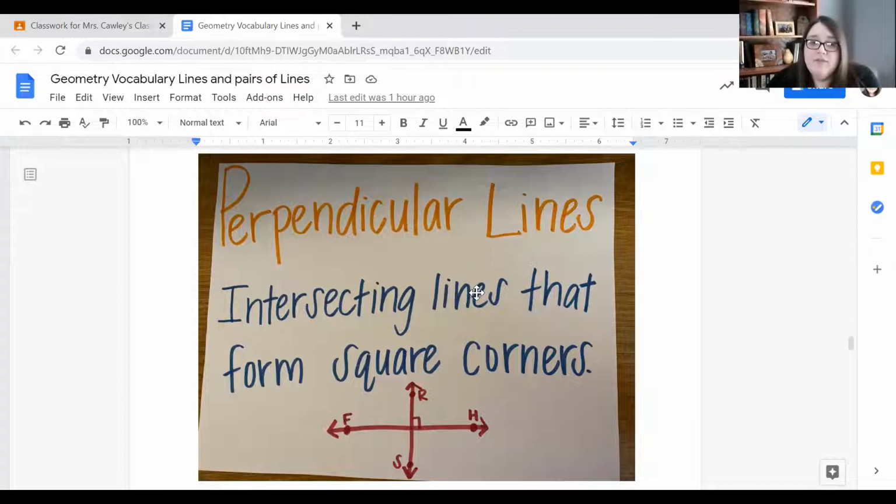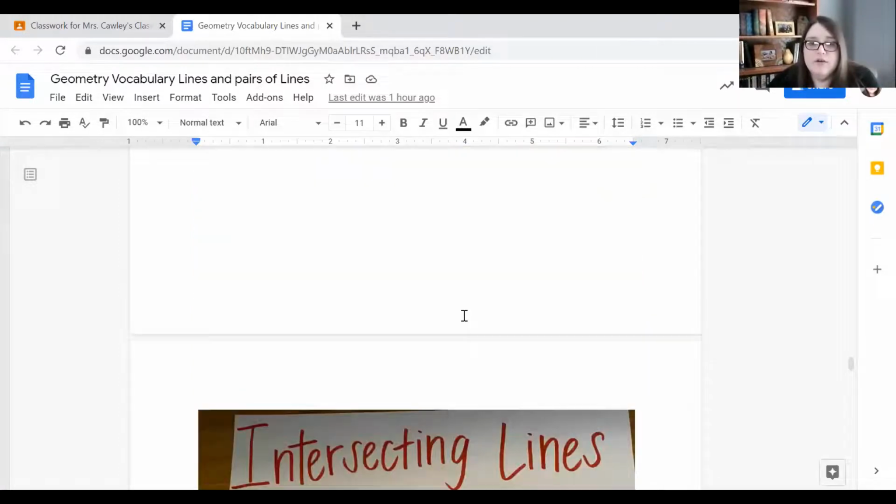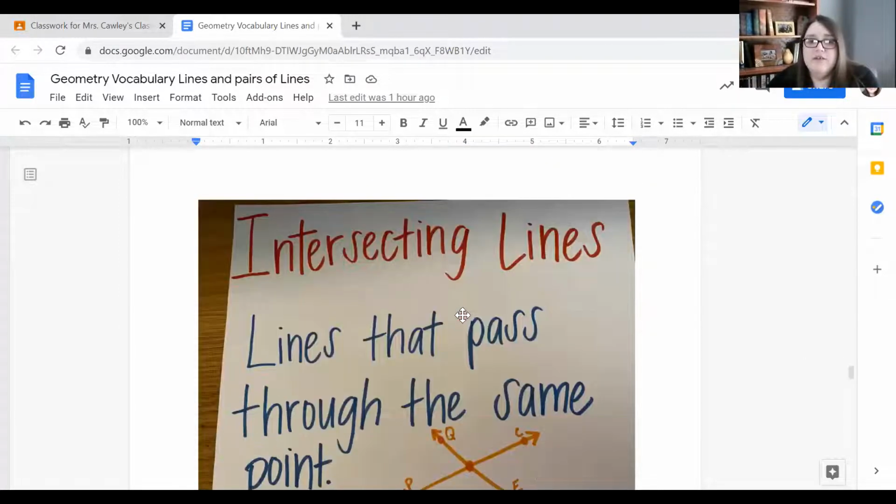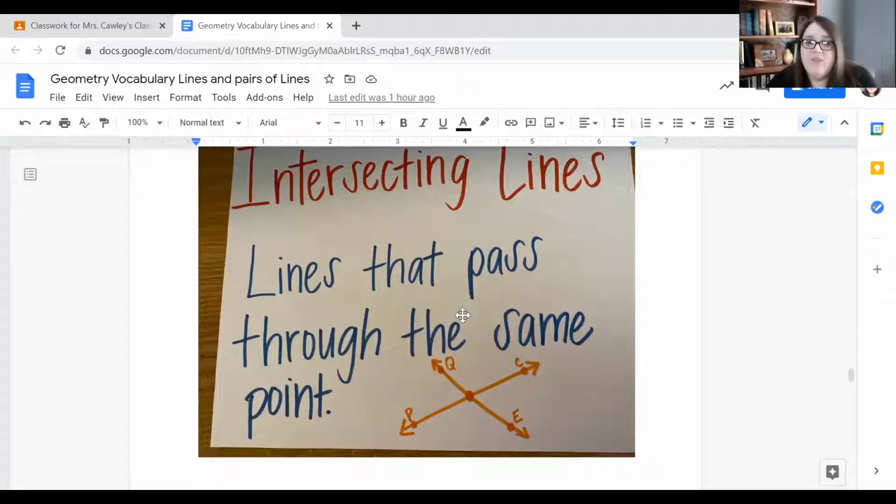And it can be kind of confusing because intersecting lines are very similar. So intersecting lines are lines that pass through the same point. Okay, so see, this doesn't make a right angle, so there's not a square there, so it's not perpendicular, but it is intersecting because they are passing through the same point, which is right here.